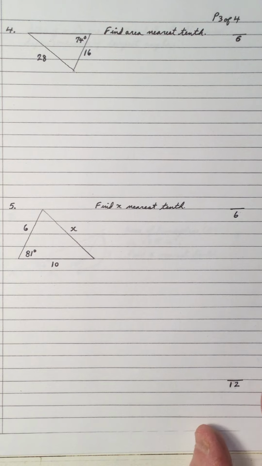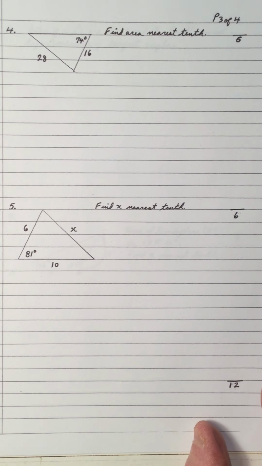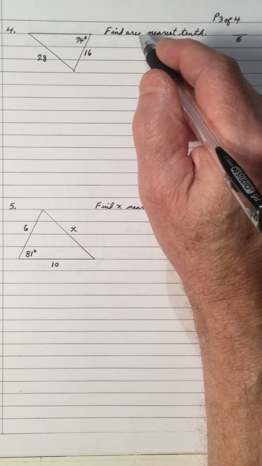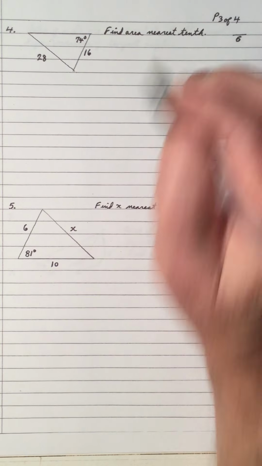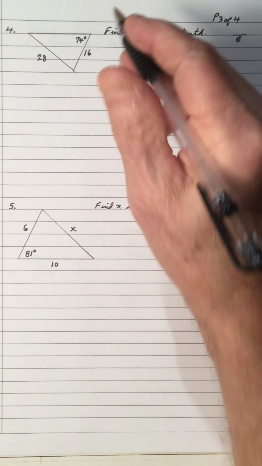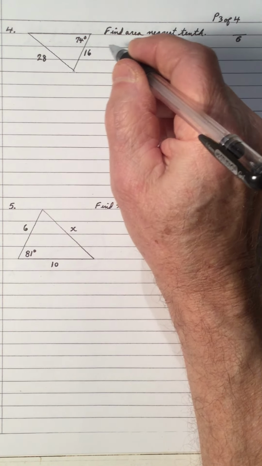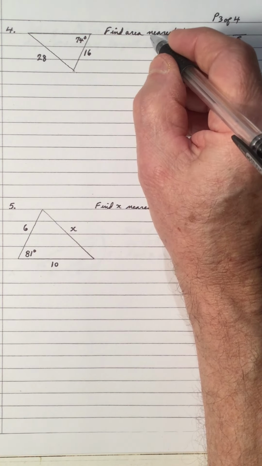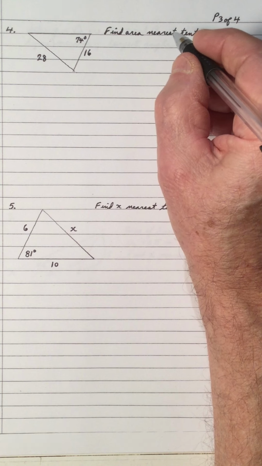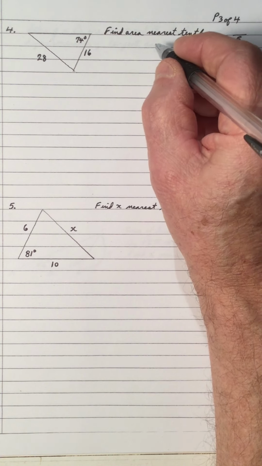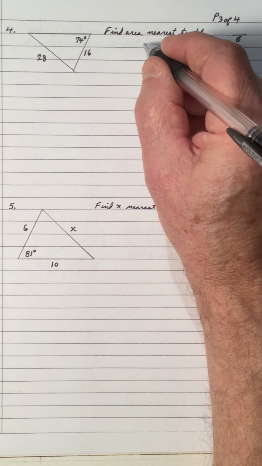And again, don't forget to pause the video. Work it out yourself first. Now we need to find the area. And for the area, we need two sides. We don't have a right angle, so we can't get a base times a height. So again, to get the area, we have to use half AB sine theta.